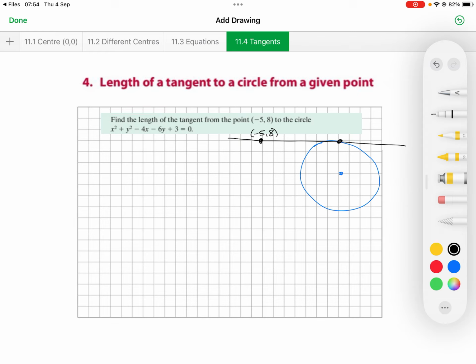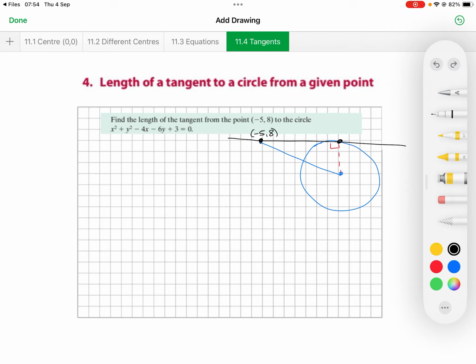So it's quite tricky because we're not given a lot of information, but if I draw a perpendicular from the tangent, I know that's a right angle and I know that that's equal to the radius. And if I connect up these 2 points, that's another side. So what we really have here is a right angle triangle. We're looking for this side here, the length from the point to the point of contact. So we need to find the other 2 sides.